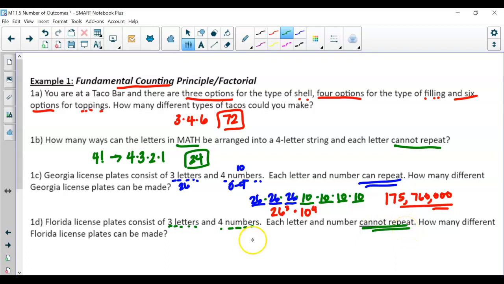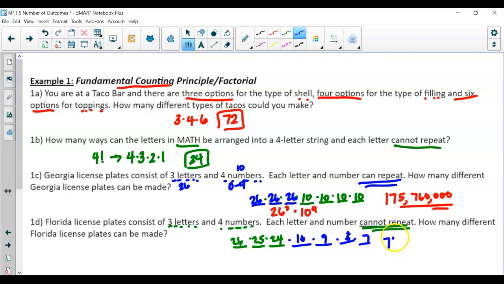So 3 letters. How many options are there for the first letter? 26. But now how many for the second? 25. It's like our dependent situations, right? How many for the third? 24. But then the numbers, right? How many numbers? 10. But then because they cannot repeat, how many numbers now for the second one? 9, 8, and 7. So now notice here the difference between repeat and cannot repeat.